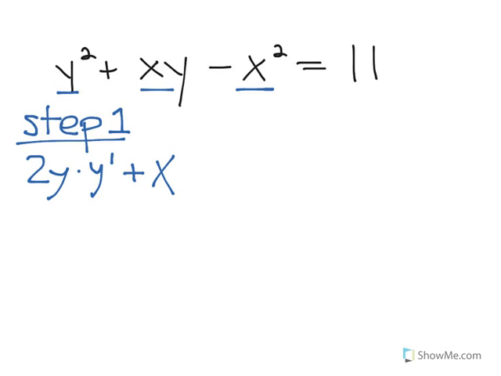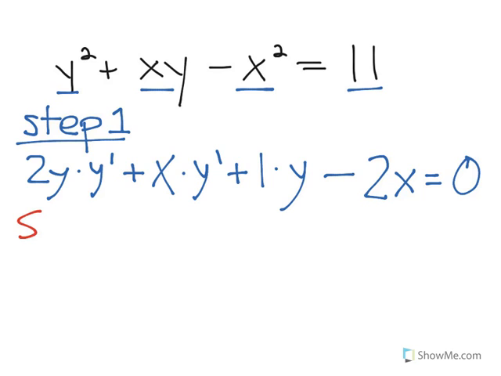Okay, so not the chain rule, it's the product rule. So you do the first one times the derivative of the second, and the derivative of y is y prime, and then plus the derivative of the first, which is 1, times the second one. And then you do the last one, which is just x squared, so you just do 2x, and then you set that equal to the derivative of this term, which is just 0.